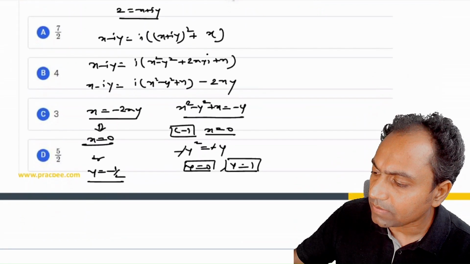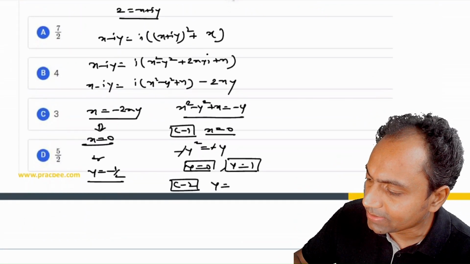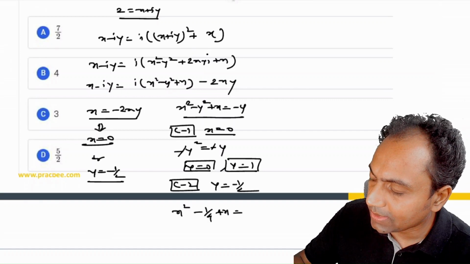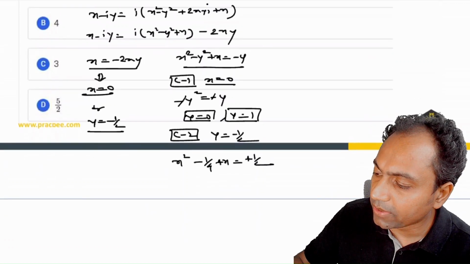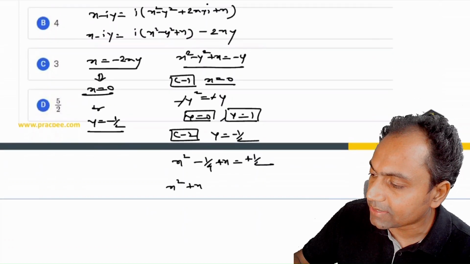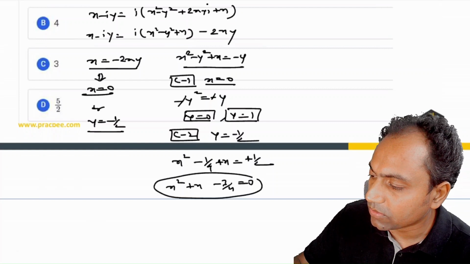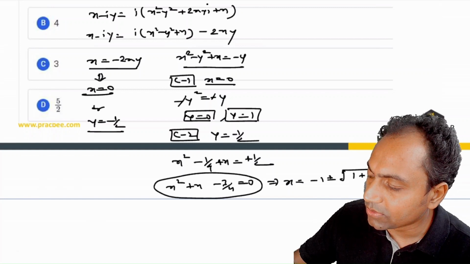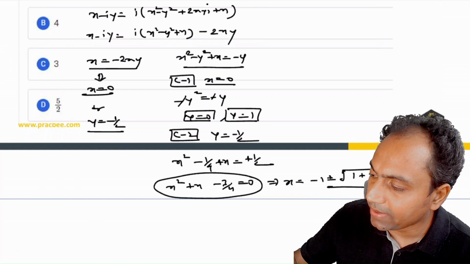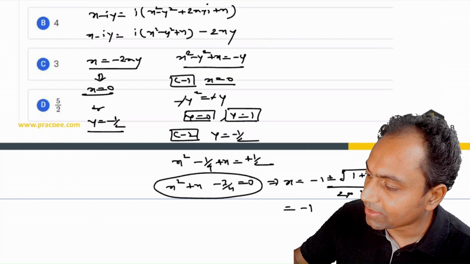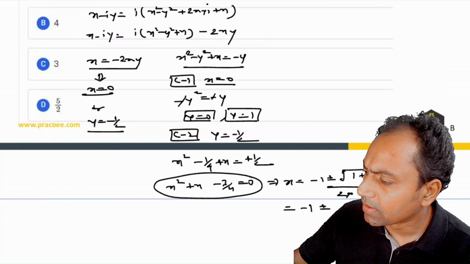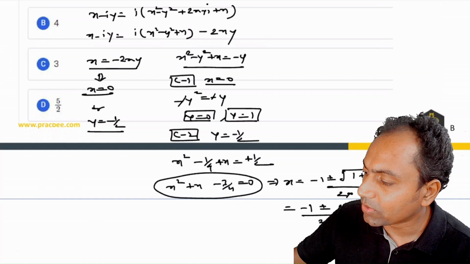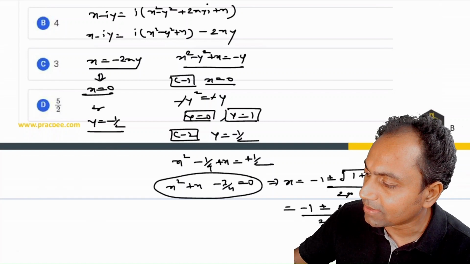Another case that we can consider is y is equal to -1/2. If I put it here, it becomes x square minus 1/4 plus x plus 1/2. And if I bring it on the left hand side, it becomes x square plus x minus 3/4 equal to 0. And you can solve this to get the value of x. So -1 plus minus root of b square minus 4ac by 2a. If I simplify, -1 plus minus, and this will become 2/2. So if I take plus sign, what I get is nothing but (-1 plus 2)/2, that is 1/2. And if I take the minus sign, it is -3/2.